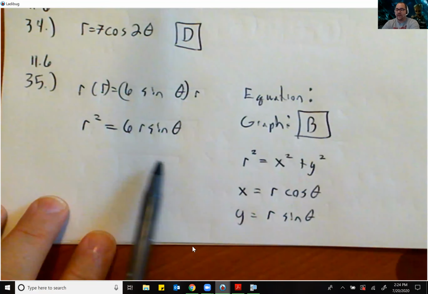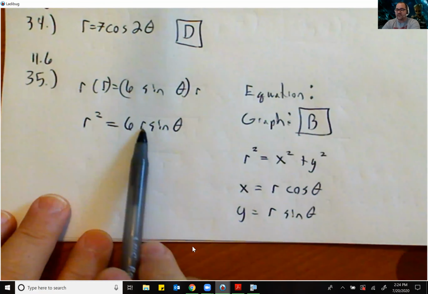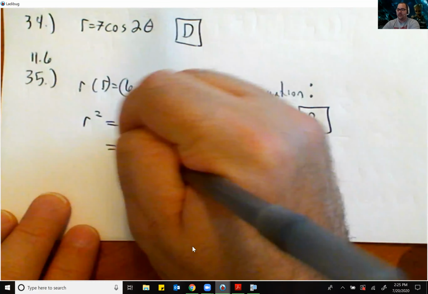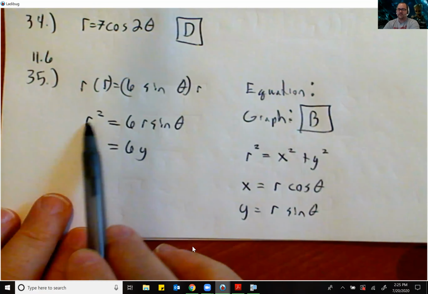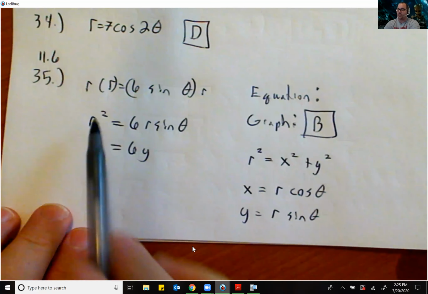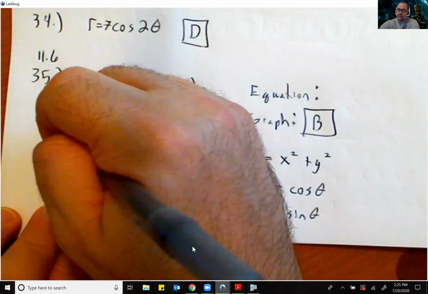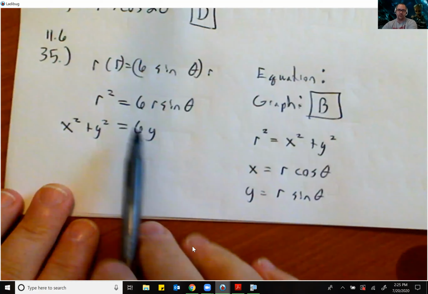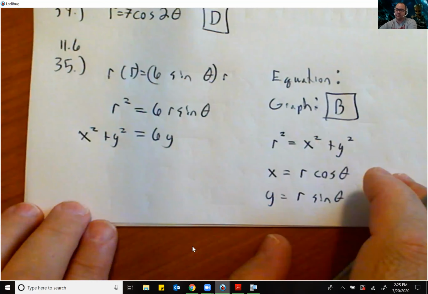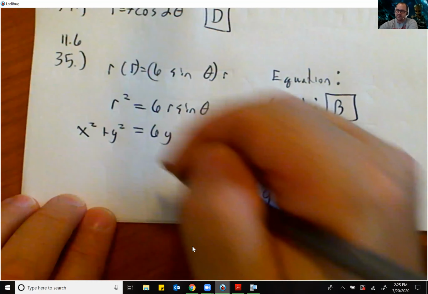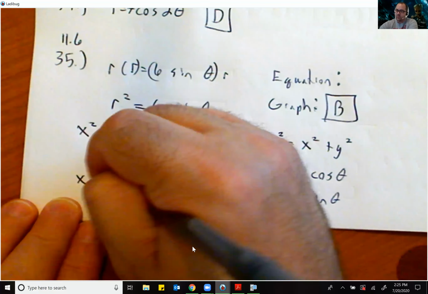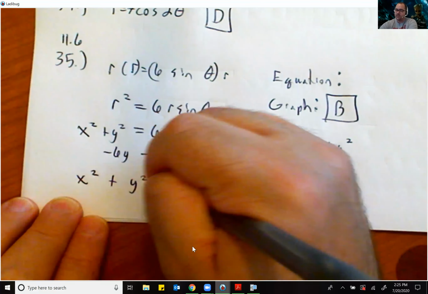And what are some things that we know? What is R sine theta? Oh, R sine theta is y. But wait a minute. R squared, don't we know what that is? Absolutely. R squared is x squared plus y squared. All we have to do is turn this into the circle equation that it is. So we're going to move the 6y to this side, and you're going to get x squared plus y squared minus 6y equal to 0.